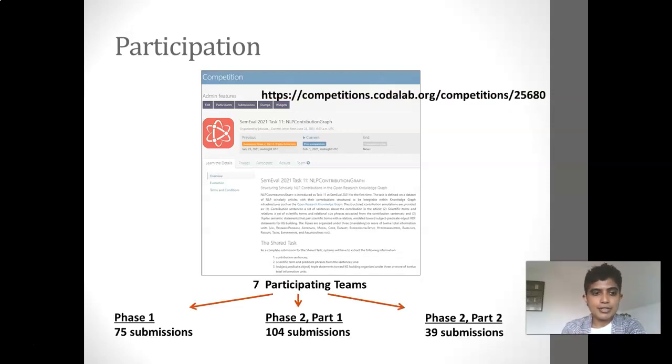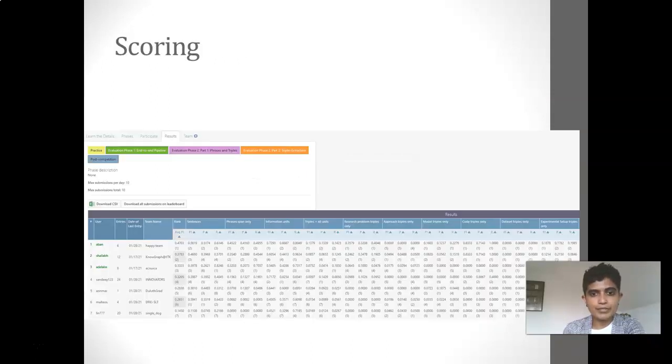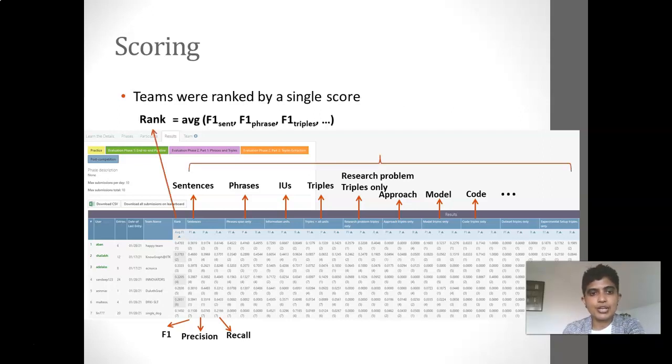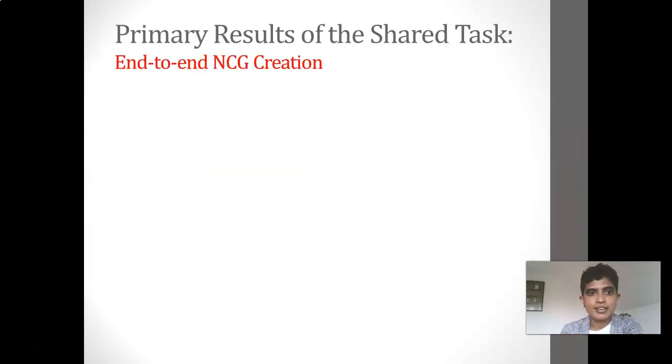And basically you see a bit of a system participation demographic. In terms of scoring, this is a snapshot of the results table on CodaLab, where submissions were evaluated in all granularities of the data, and within each granularity we used the standard F1 precision recall metrics, and the individual teams were ranked by one score that was an average of all the F1 scores.